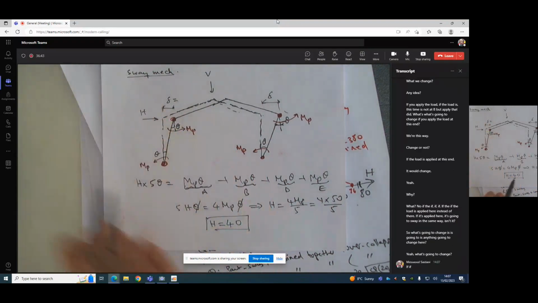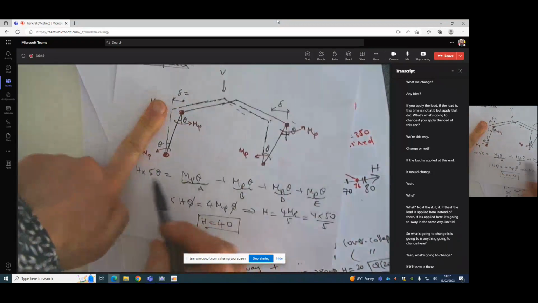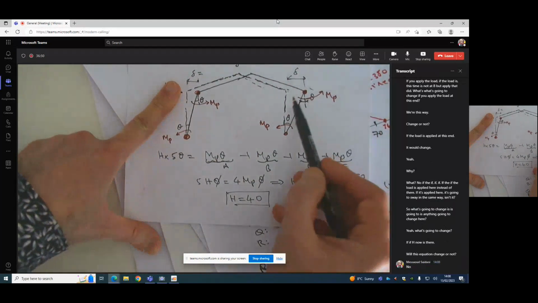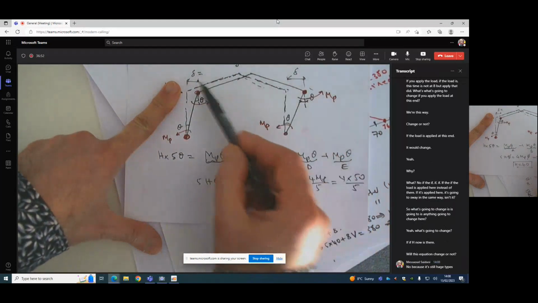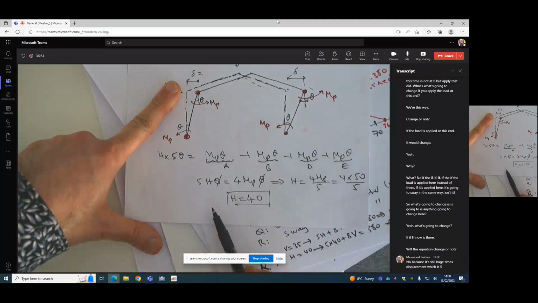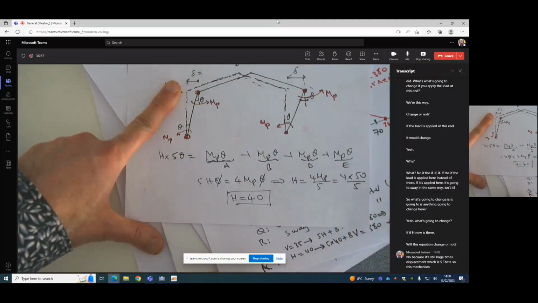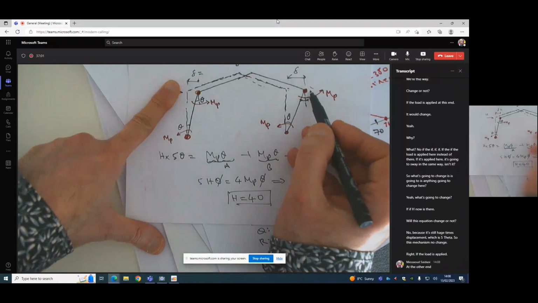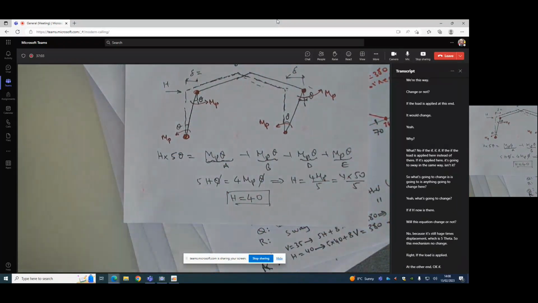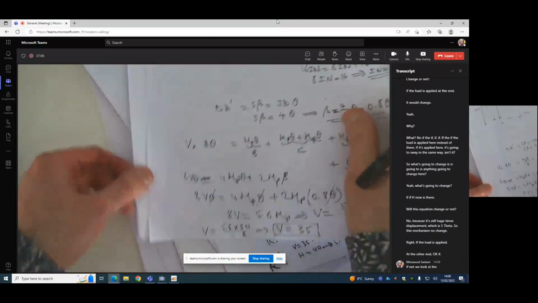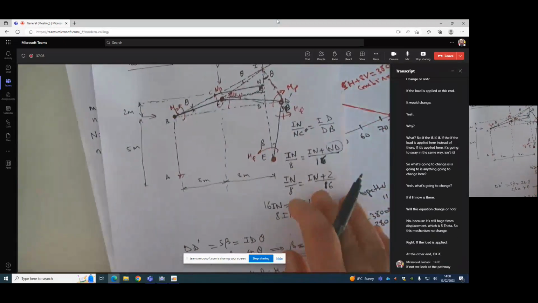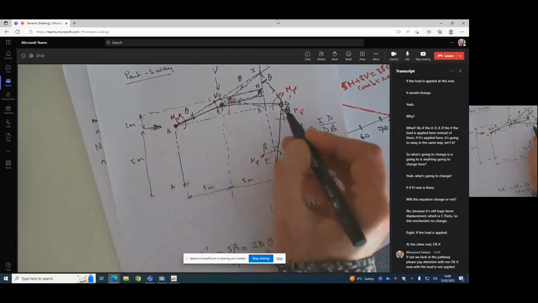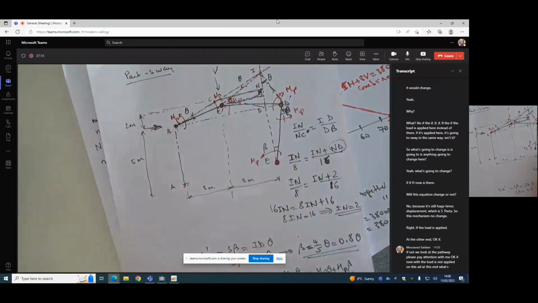If H is now there, will this equation change or not? No, because it's still H times displacement, which is 5 theta. So this mechanism, no change, right? If the load is applied at the other end, okay? If we now look at the part sway, please pay attention with me. If the load is not applied at this end, but at this end, what's going to change here?